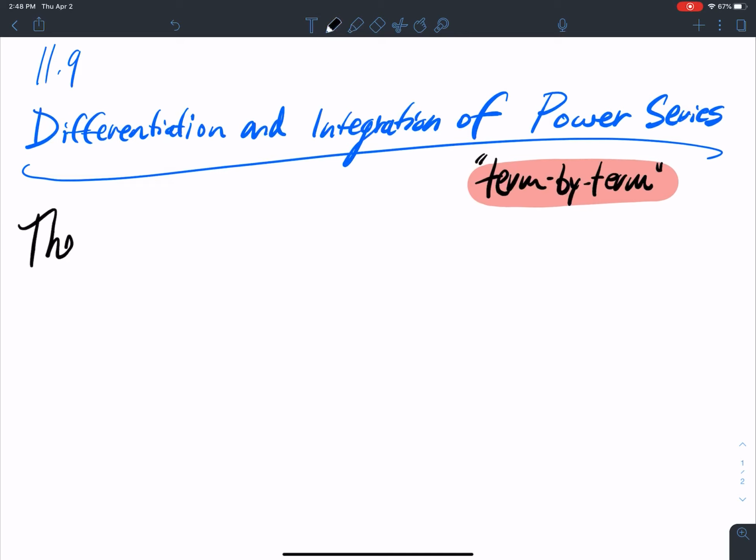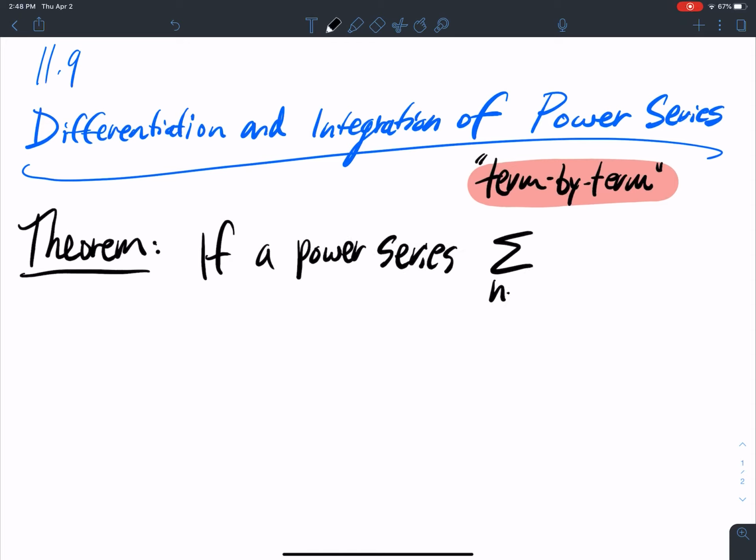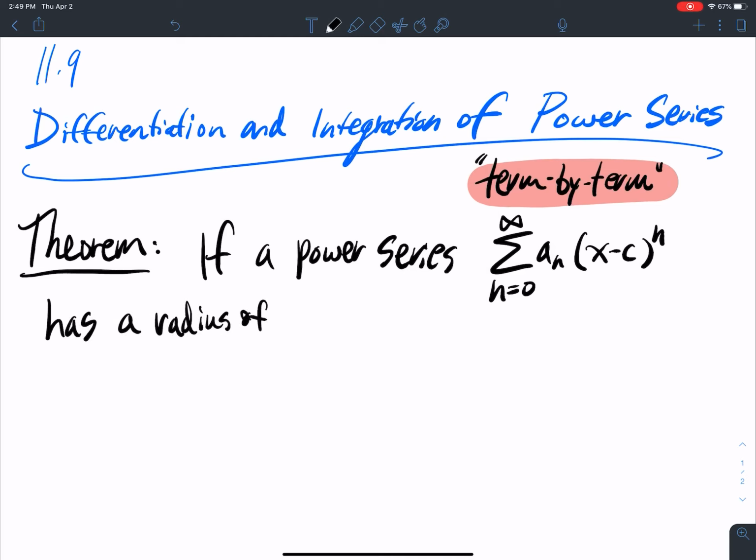So here's the theorem. Very cool theorem. If a power series, n equals 0 to infinity of a sub n x minus c to the n, so this is a power series centered at c, and it has a radius of convergence r, which is, we'll assume, greater than 0, then what's true?